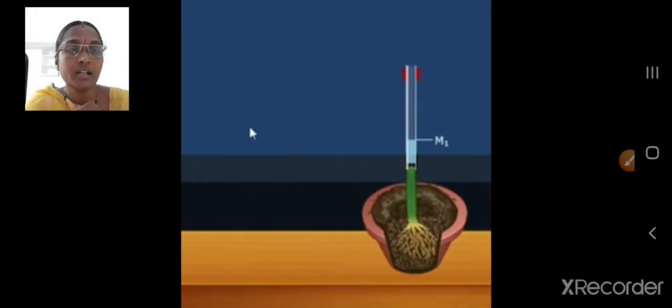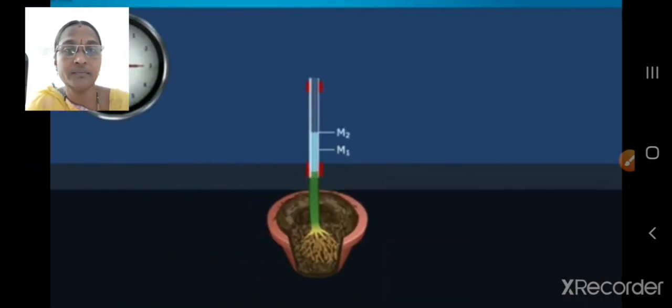And mark the water level as M1. We have to leave this for 3 hours in well sunlight portion. That is a place where sunlight is falling properly. And after 3 hours, we can see that the water level is increasing and mark it as M2.